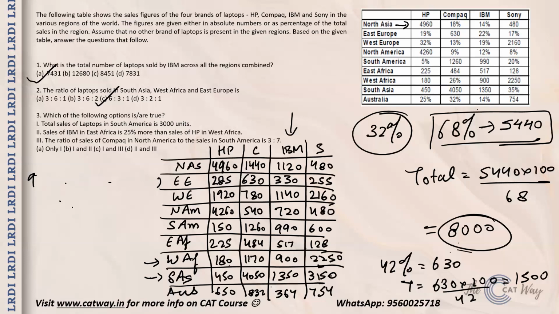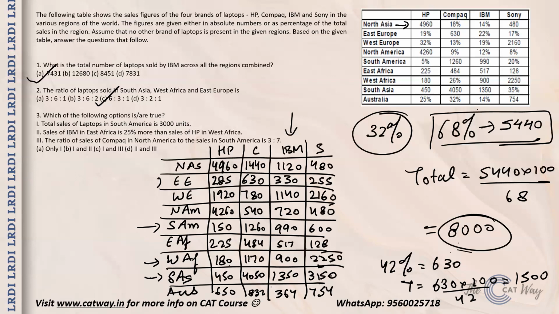So which of the following options is or are true? So first statement tells us that total sales of laptop in South America is 3,000 units. So South America is over here. Let's calculate. So it is 150 plus 1260 plus 990 plus 600. So yes, it is coming out to be 3,000. Okay. So the first statement given to us is correct. Now, if the first statement is correct, we have to check all because only 1 and 2 and 1 and 3 are also options.